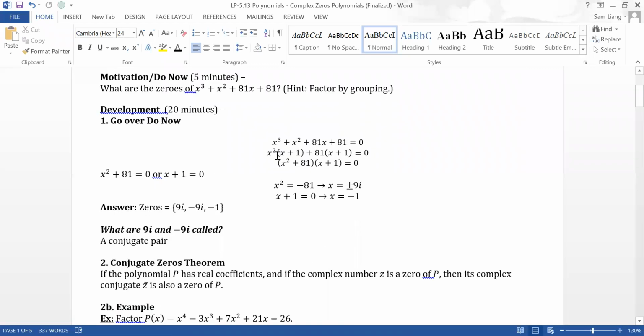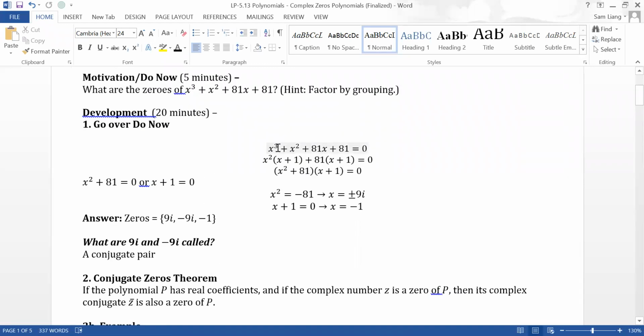So first thing we're going to do is factor out x squared from both these terms. We have x squared times x plus 1. And then the GCF for the latter two terms is 81, so we have 81 times x plus 1 equals 0. I said equal to 0 because we're finding the zeros. By definition, we want the y value, the output, to be 0. So we're essentially asking which x values make this function 0.